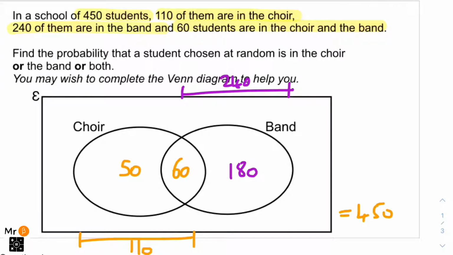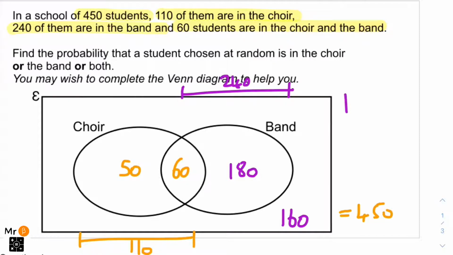Now we need to make sure that it equals 450 in total, and we need to find out how many people are in neither the choir or the band. So if you do 50 plus 60 plus 180, you would get 290, and then if you do 450 take away that 290, you get your answer on the outside.